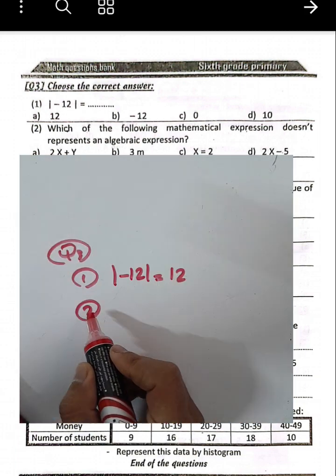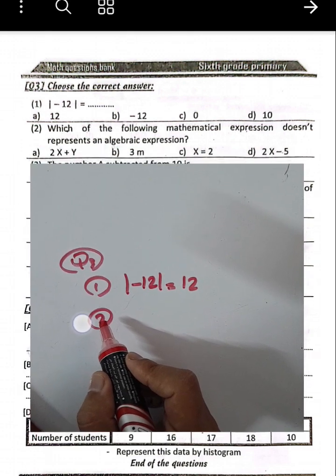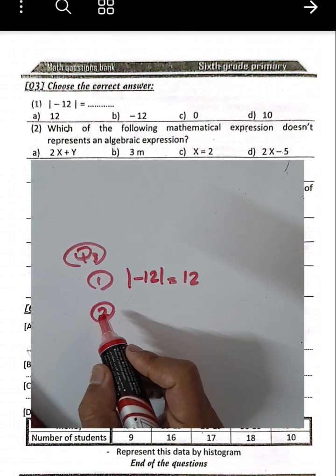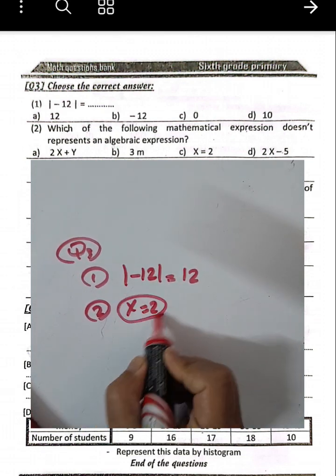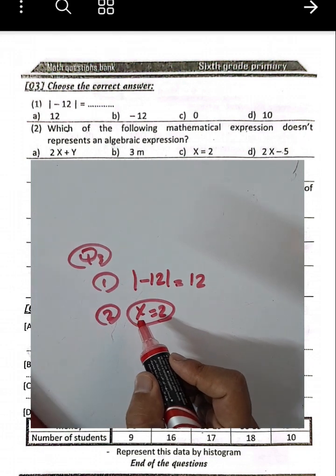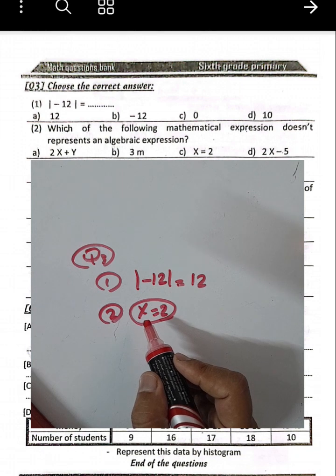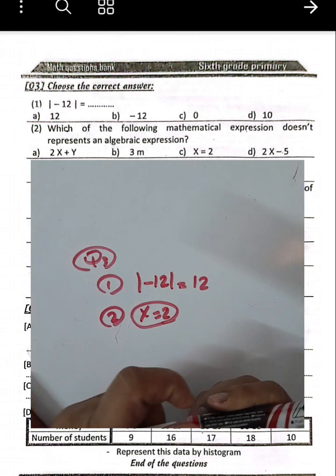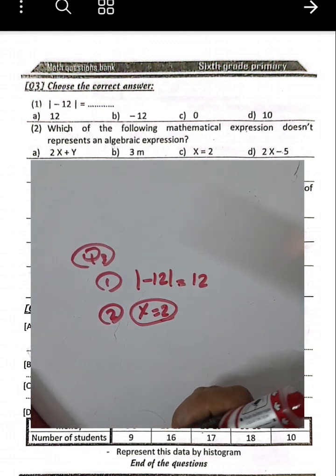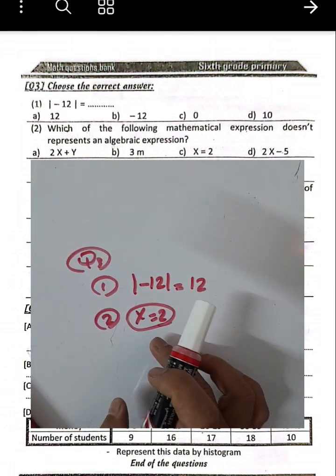Question number 2: which of the following mathematical expressions doesn't represent an algebraic expression? We have 2x plus y, 3mx equal y, 2x plus 2x minus 5. We have x equal 2, and we call it an equation, not an expression. We call it an equation because the equation consists of two expressions and the sign equal to between them.